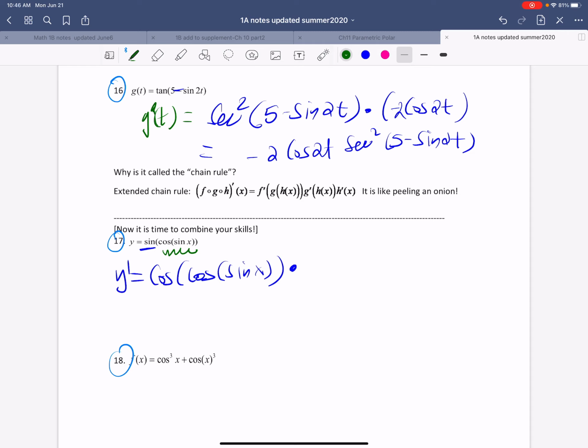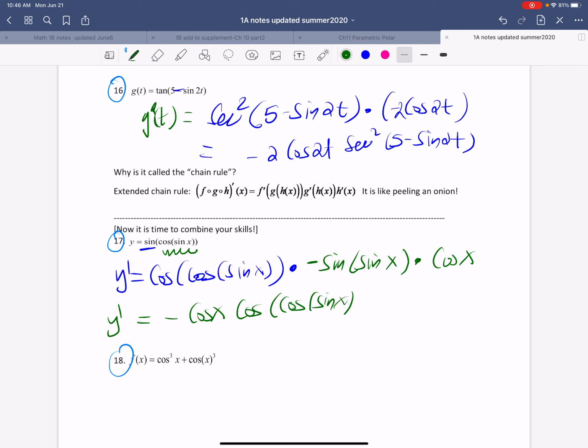What is the derivative of cosine of sine x? Derivative of cosine of something is negative sine of that something. So it's going to be negative sine of sine x. Now we're going to do the derivative of innermost piece, which is the sine x. Derivative of sine x is cosine x. So if you want, you can pull out the negative in the front: negative cosine x, and then cosine of cos of sine x, and then sine of sine x. That is our derivative in this case.